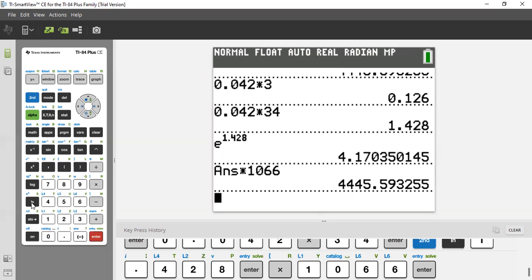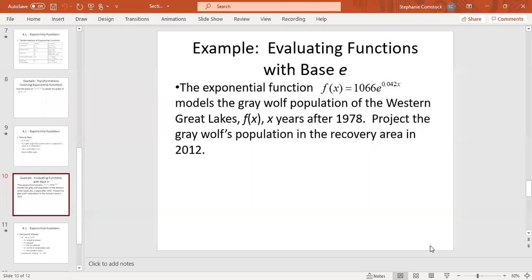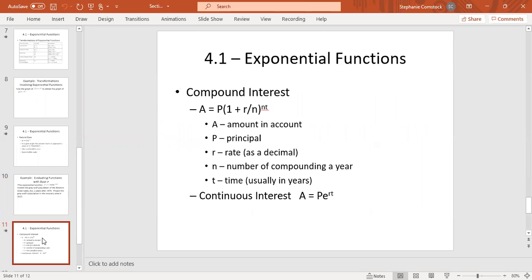Now, depending upon what your calculator does or how it is set up will dictate which of the versions you are doing. So now, going back to our PowerPoint, one of the other applications that we see done with this is what's called compound interest.